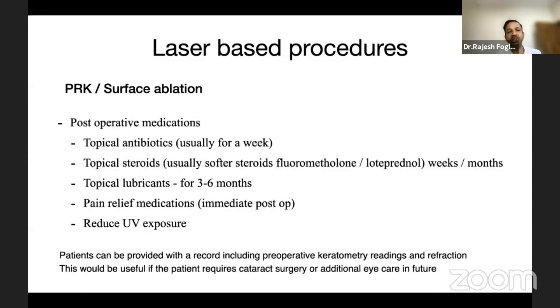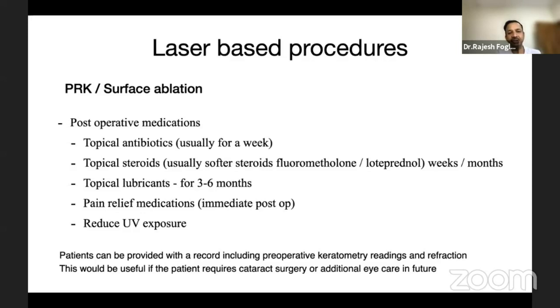Post-operatively, especially if you're doing a PRK, besides using antibiotics for a week till the epithelium heals, topical steroids, usually softer steroids, may need to be continued. At least in my practice, I continue them for 4 months to reduce the incidence of haze. Topical lubricants are also required for 3 to 6 months, as the corneal sensation takes 4 to 8 weeks to recover, and patients do experience some amount of dry eye during this period.